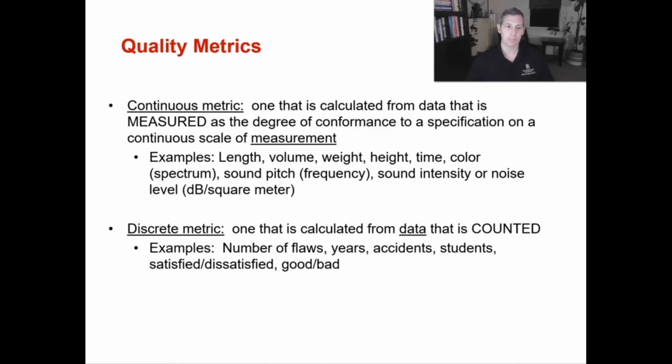Your discrete metric is one that is calculated from data that is counted. Examples would be number of flaws, years, accidents, students, satisfied or dissatisfied, good or bad. In many of the questions that I give you on your quizzes and exams, I will not tell you which chart to use. You're going to have to determine whether it's something that is counted or something that is measured by the data that I provide to you. So for discrete metrics, you'll use either a P chart or a C chart. For continuous metrics, you'll use either an X bar or an R chart.